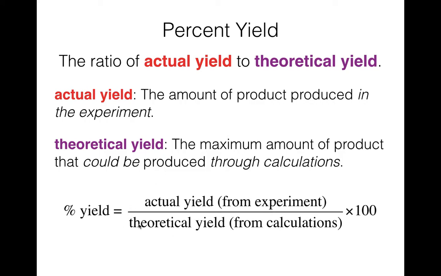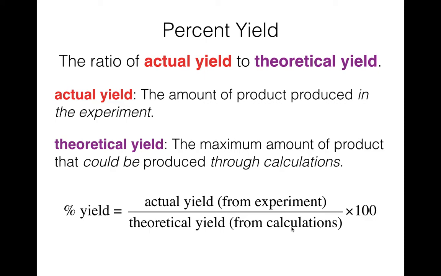Once you have those two amounts, though, it's a pretty easy calculation, right? To get the percent yield, you just put the actual yield on top because we know that's going to be a smaller number. When we actually do the experiment, we'll always make less than what's theoretically possible. Then you'll put the theoretical yield, the bigger number that you calculated, on the bottom, and then you'll multiply by 100.